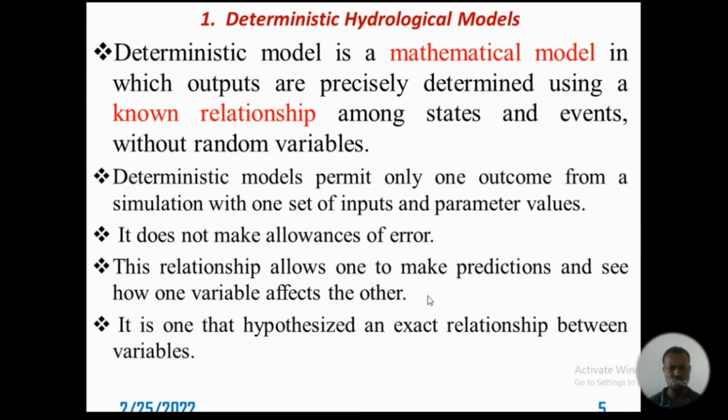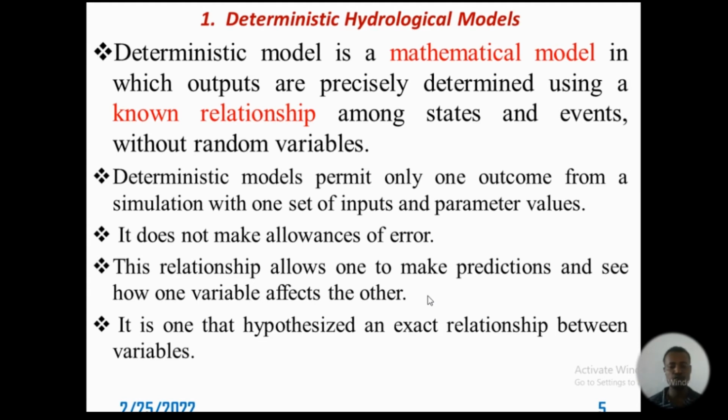For example, you can take rainfall runoff modeling. Rainfall is an input and runoff is an output. This modeling can be determined by using the known inputs of rainfall and any other parameters considered in the given model. Deterministic models permit only one output from a simulation with one set of input and parameter values. It only provides one output. It does not make allowance for error. Errors are not considered, so it is considered as no error.